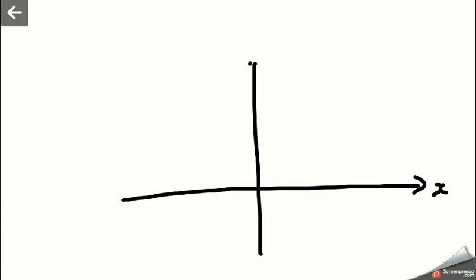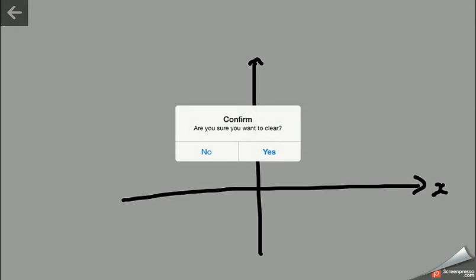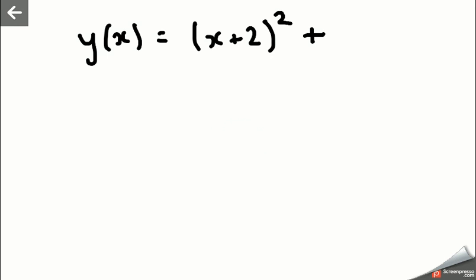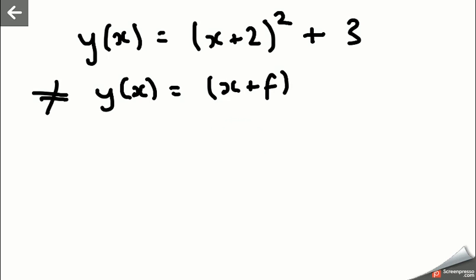This is the x-axis. Well, I'm actually not going to draw it yet. Let's take a look at the parabola y of x equals x plus 2 squared plus 3. Well, I can tell you right now, we are never going to be able to get it in the form y of x equals, well, k is 1 here, so x plus f times x plus g. And I can tell you that we can never write it in that form for the following reason.